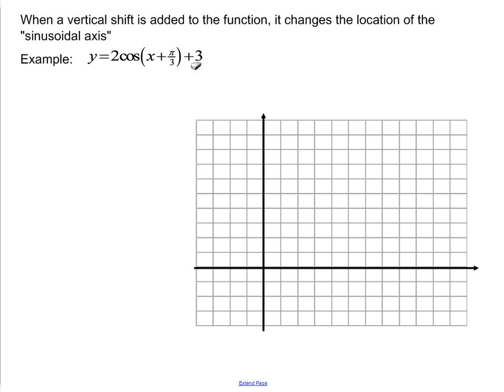Normally, our graph would just be, if this weren't here, y equals 2 cosine of x plus pi over 3 would have the center axis at 0, and we would go 2 above and 2 below that center axis. But what that 3 is going to do to it is it's going to shift everything up. So I'll tell you what I do.